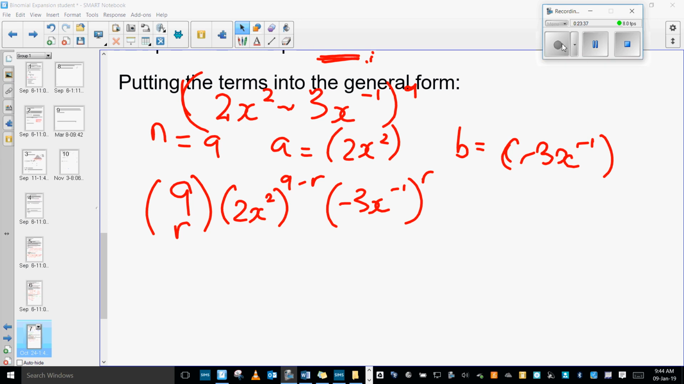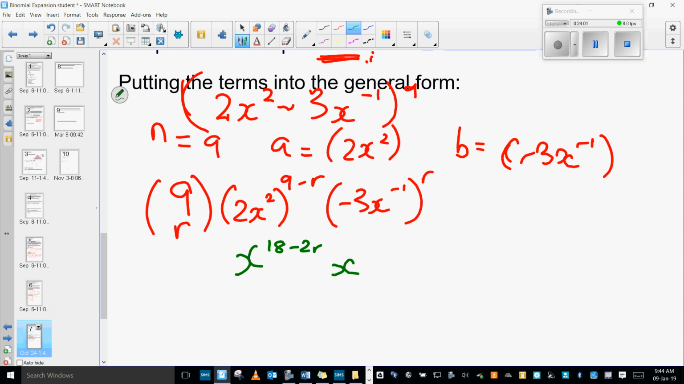Again, we don't need to worry about the coefficients that are being raised to the power, it's just the letters that we're interested in. But x is involved in both of them. So if I were to expand this bit here, I would have x to the power what? 18 minus 2r, and this one would be x to the power of negative r. Then we are adding these two terms. So this gives x to the power of 18 minus 3r. Yes?